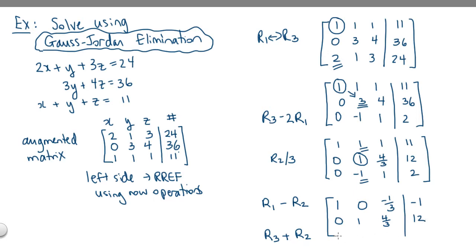And then down in the bottom row, we're going to add row 3 and row 2. So we'll get 0, 0, over in our third column, we'll have 1 plus 4/3. So let's think of this as 3/3 plus 4/3 would give us 7/3. And over on the right side, 14.